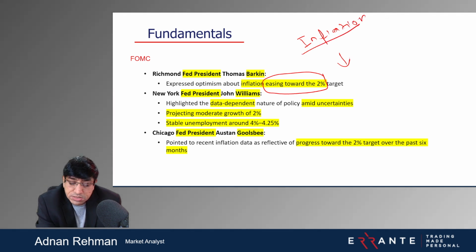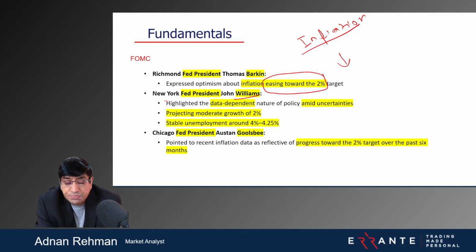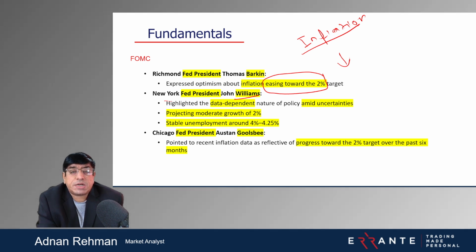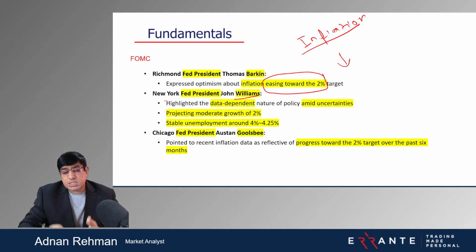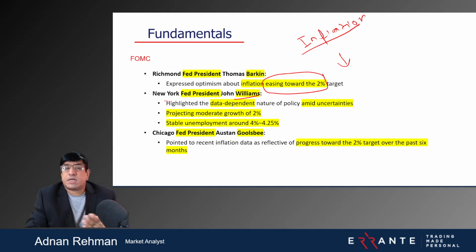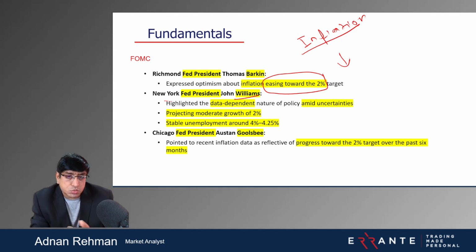Okay, inflation is easing towards 2%. And the other guy, William, is saying that he will be data dependent. When the Federal Reserve or any member uses the word data dependent, it means that as soon as the data is out, whatever is printed in the data, according to that, they will take their further decisions. This is what they mean.